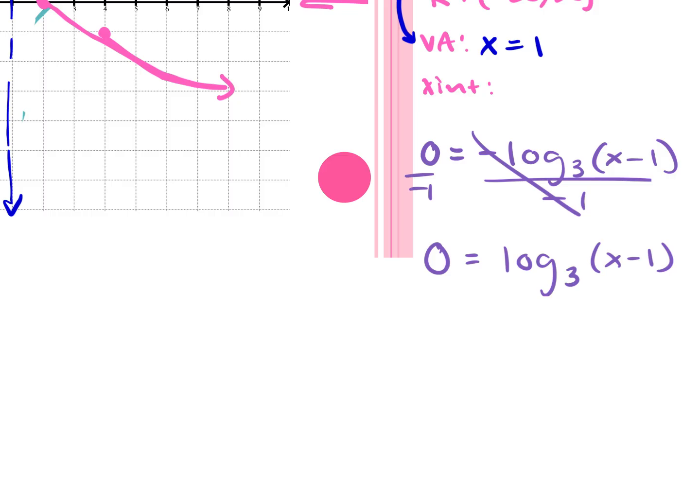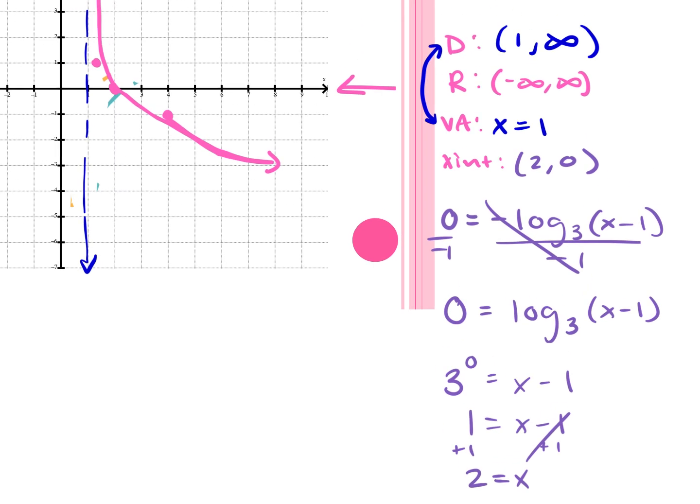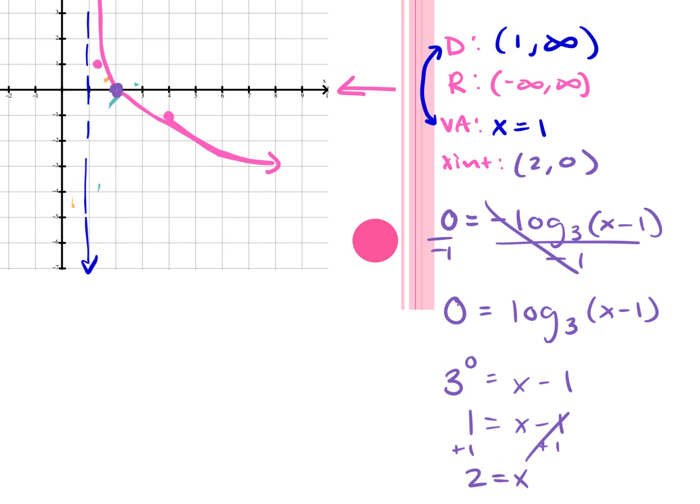Now what can we do to solve? Put it into exponential form. So what's our base? 3 to the power of 0 equals x minus 1. What's 3 to the power of 0? 1 equals x minus 1. Add 1 to both sides. So 2 equals x. So our x-intercept would be 2, 0, which would be this point that we have here.